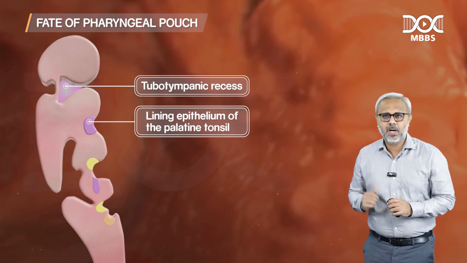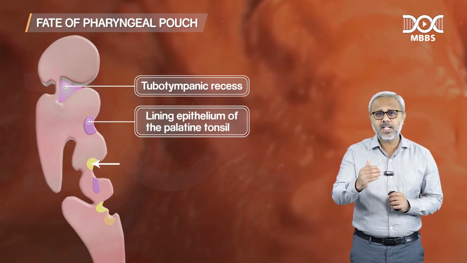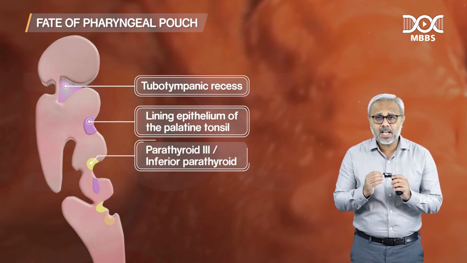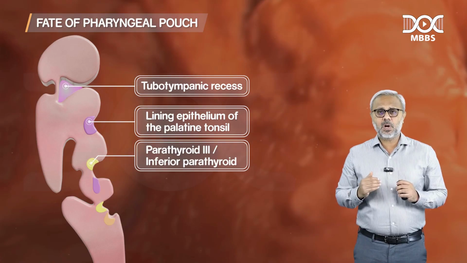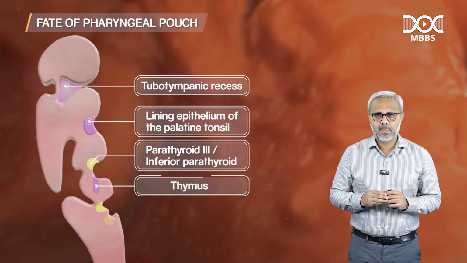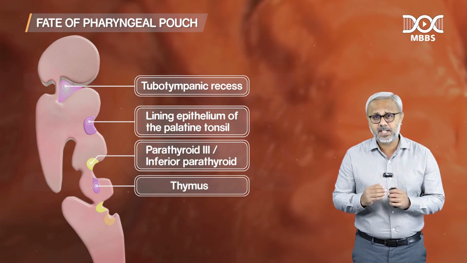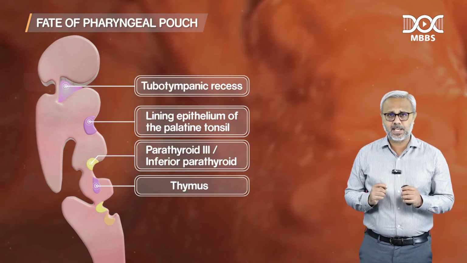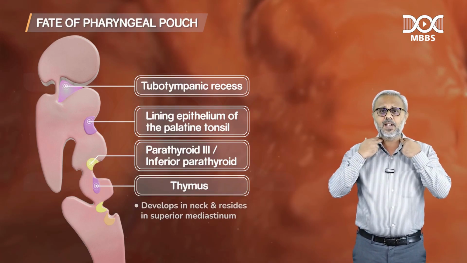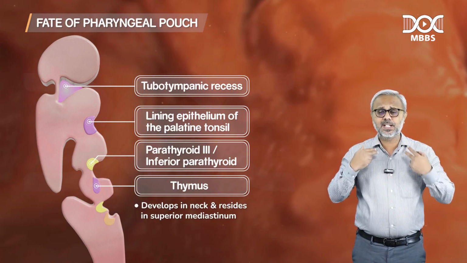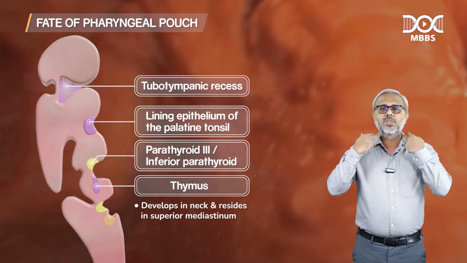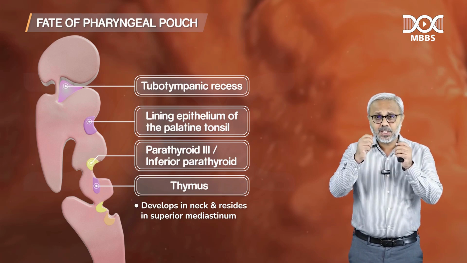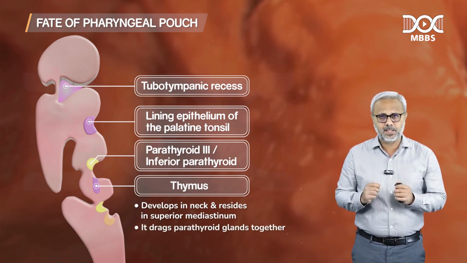The third pharyngeal pouch has a dorsal component and a ventral component. The dorsal component gives rise to the parathyroid 3. The ventral component gives rise to the thymus. What happens to these derivatives later is that they are dragged down with the development of the thymus. Thymus, even though it develops in the neck, ultimately has to reside in the superior mediastinum. So the thymus basically descends down.